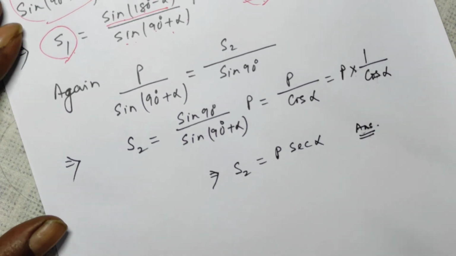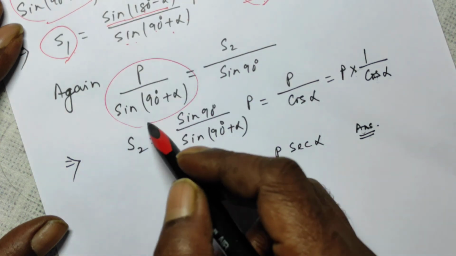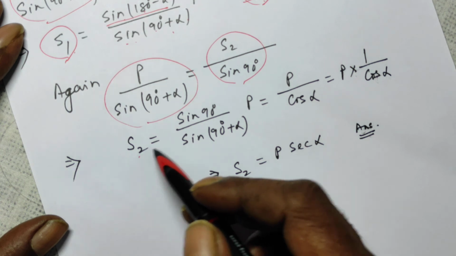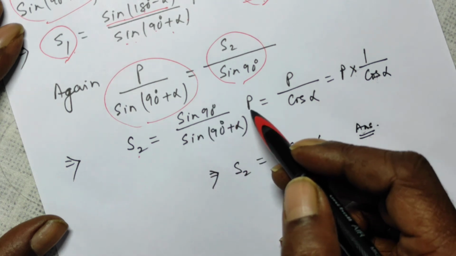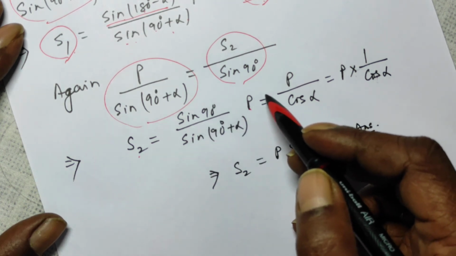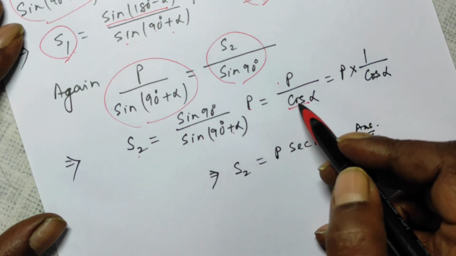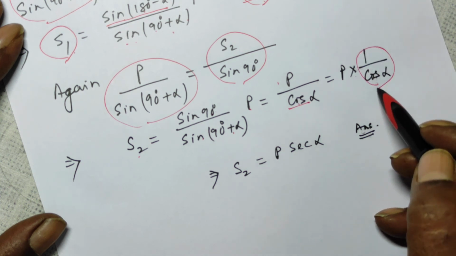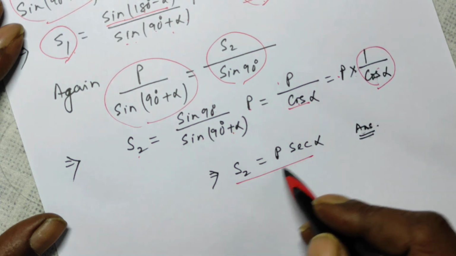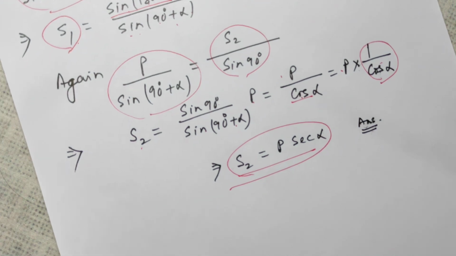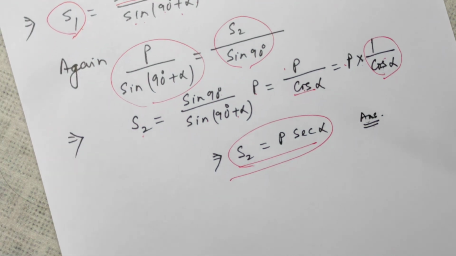Now again, if you take P over sine 90 plus alpha is equal to S2 over sine 90 and cross multiply, you get S2 is sine 90 over sine 90 plus alpha times P. Sine 90 is 1. Sine 90 plus alpha is cos alpha. So 1 over cos alpha, that is equal to secant alpha. So P times secant alpha is your S2, that is the compression force developed in the massless rod which is supporting the load P and the string BC.